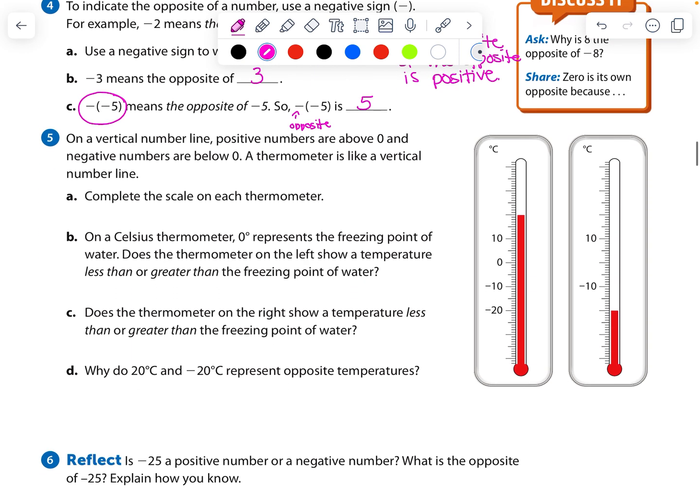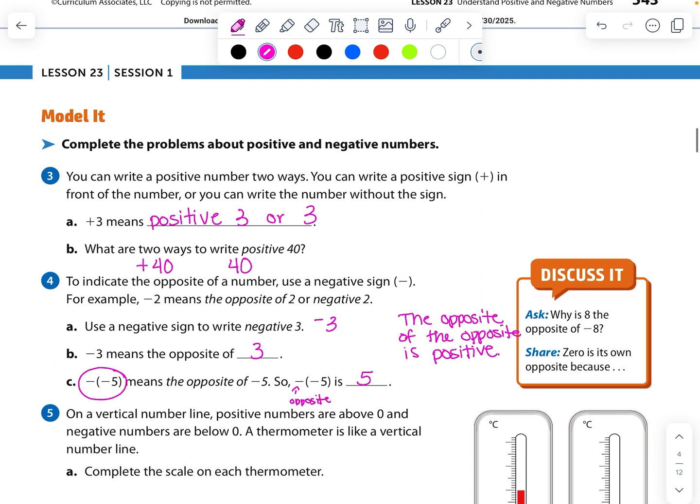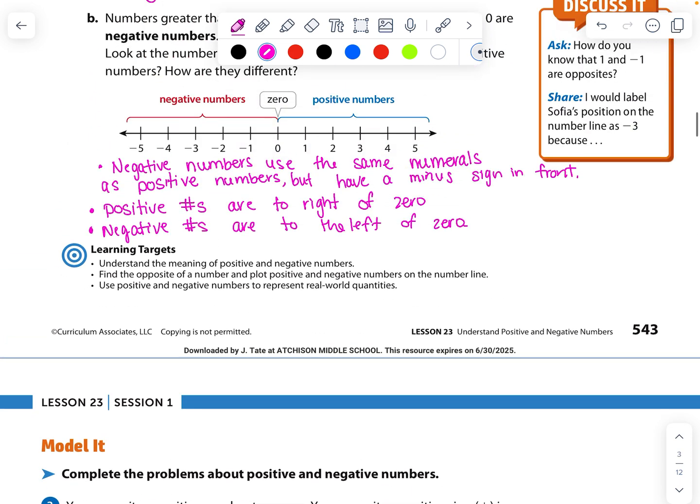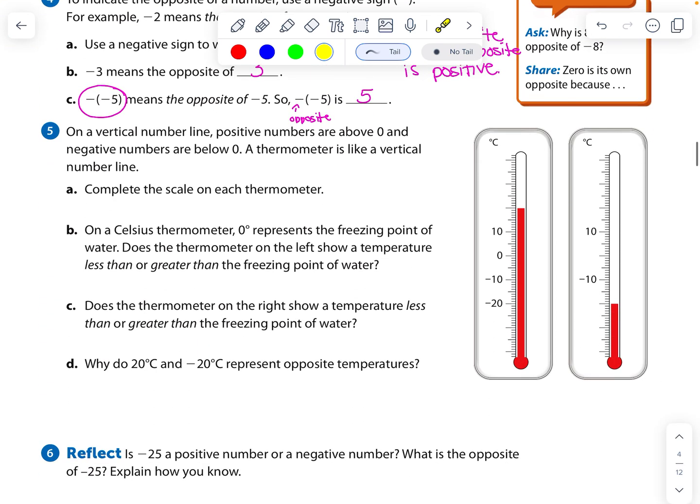All right, moving on. On a vertical number line, positive numbers are above 0 and negative numbers are below 0. So we talked about on this horizontal number line up here, positive numbers are to the right, negative numbers to the left. So when we're talking about a vertical number line, we've got positive numbers above 0 and negative numbers below 0, which probably is familiar when you're thinking about thermometers or the temperature. Okay, a thermometer is like a vertical number line.